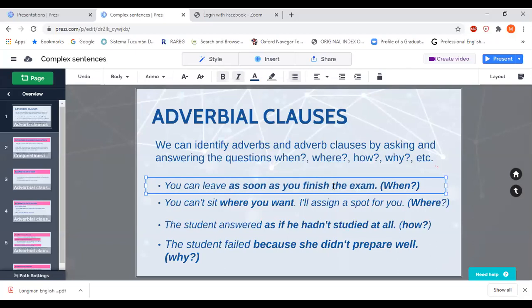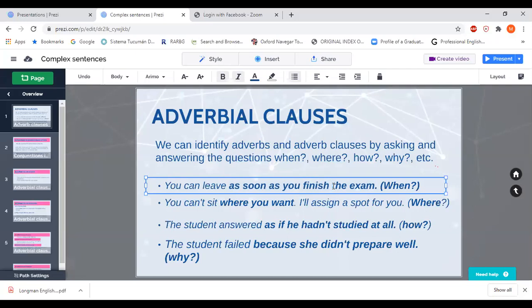To talk about place, we can say something like, you can't sit where you want. I'll assign a spot for you. So where you want is answering the question of where.